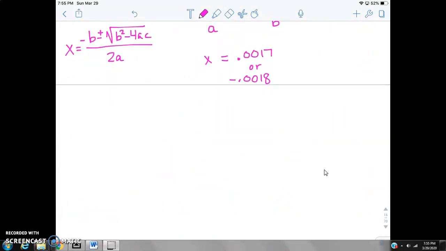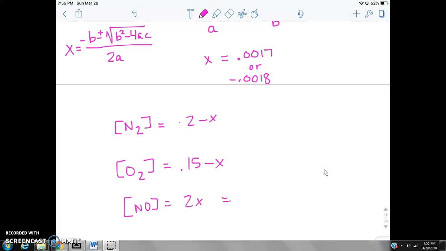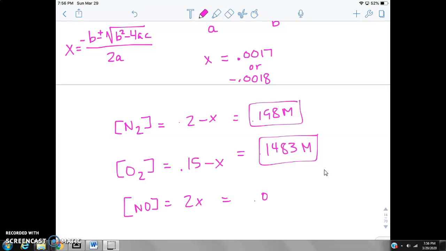Okay, so now I have this value to plug in for all of my things. So I have O2. I'm just copying this from like 3 slides ago, guys, so that you can all see it. 0.15 minus x, and I have my NO, which equals 2x. So I take 0.0017 and I plug it in for x for all these spots. I get the molarity for all of my reactants and products when we're at equilibrium.